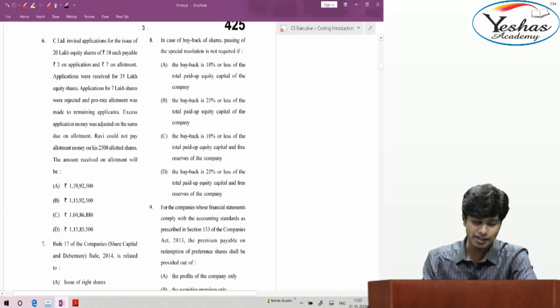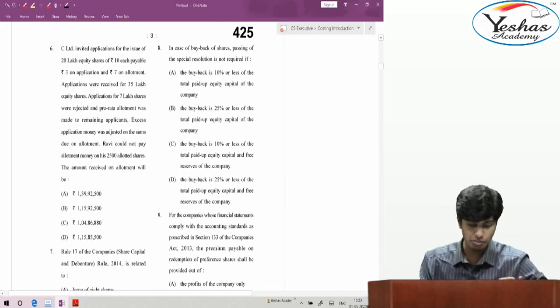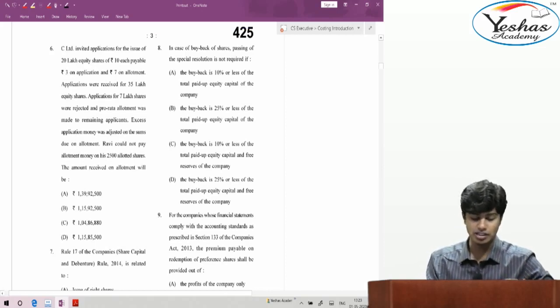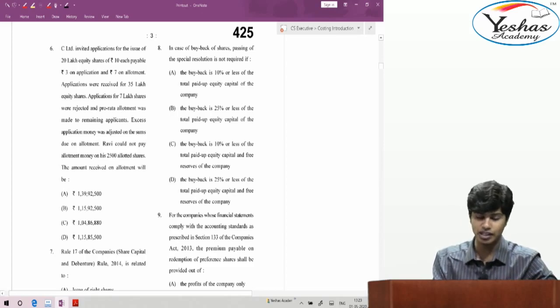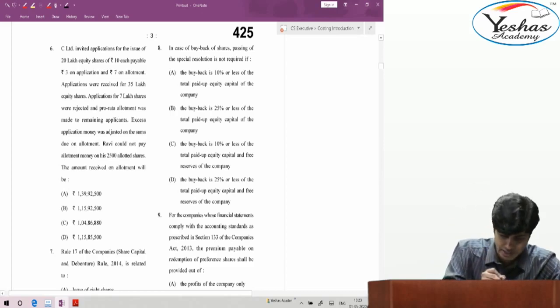C Limited invited applications for the issue of 20 lakh equity shares of rupees 10 each. 3 rupees on application, 7 rupees on allotment. Applications were received for 35 lakh equity shares. Oh, excess of applications received. Shall I do this working on the left side? Okay, listen.